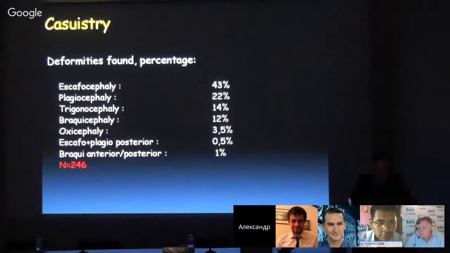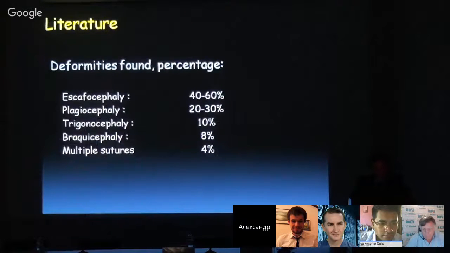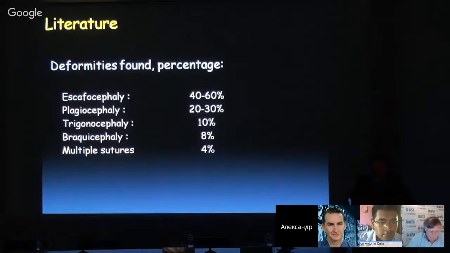We now have 246 cases, with scaphocephaly, plagiocephaly, trigonocephaly, and brachycephaly. Oxycephaly is not very frequent, and multiple sutures are about 1.5–2%, the same as in the literature. Scaphocephaly depends on the group, 40–60%, plagiocephaly 20–30%, and multiple sutures about 4%. So we have less than this.